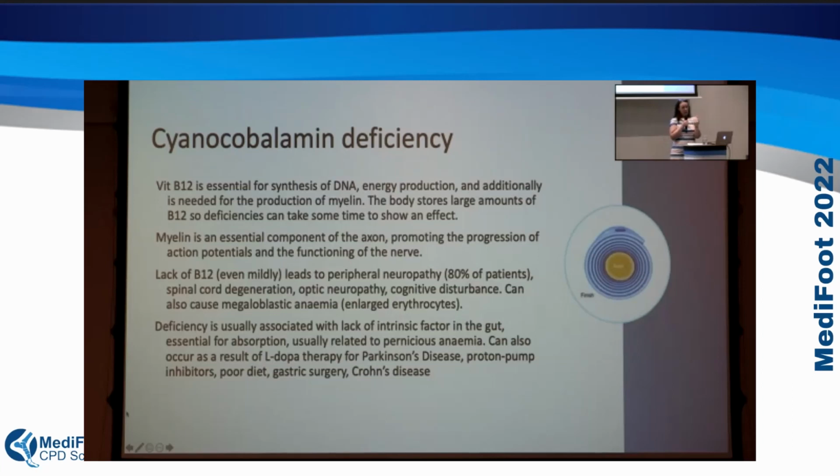So if you don't have B12, your glial cells and your oligodendrocytes can actually die, which means that your neurons aren't supported, your neurons aren't monitored, and therefore your neurons won't function as effectively. We also know that B12 is essential for the production of myelin.